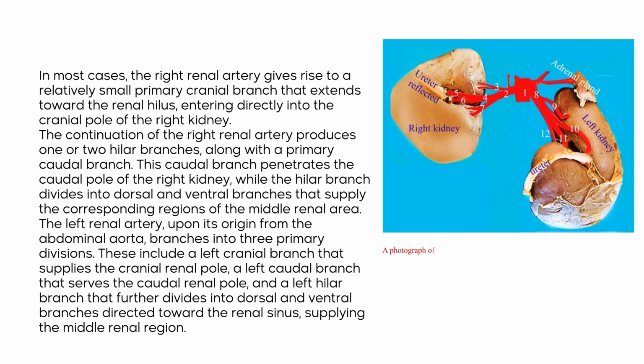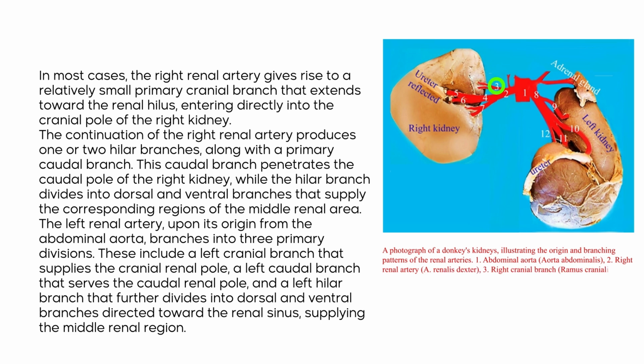A photograph of a donkey's kidneys, illustrating the origin and branching patterns of the renal arteries. 1. Abdominal aorta, aorta abdominalis. 2. Right renal artery, A. renalis dexter. 3. Right cranial branch, ramus cranialis dexter, dividing into A. ramus ventralis and B. ramus dorsalis. 4. Right hilar branch. 5. Ramus ventralis of the right hilar branch. 6. Ramus dorsalis of the right hilar branch.